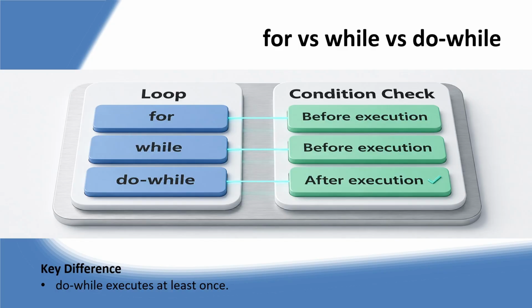So let's summarize what we have learned so far. Do while loop executes at least once. The condition is checked after execution, and it is useful for menu driven programs. And we have seen how it is different from for and while loop. So we learned about the do while loop and its syntax, and we have seen the flow of execution with different examples.